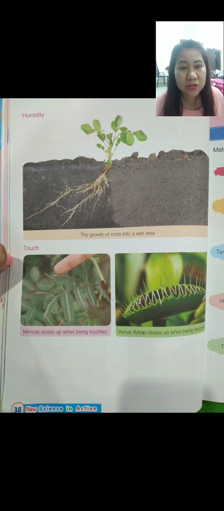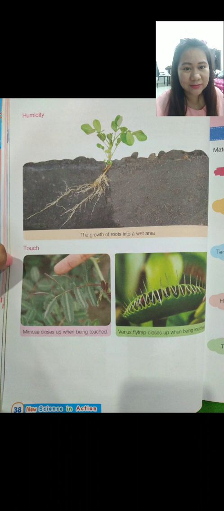And touch: some plants, when you touch them, they close. Mimosa and Venus flytrap close up when being touched. So that's how plants respond to touch.